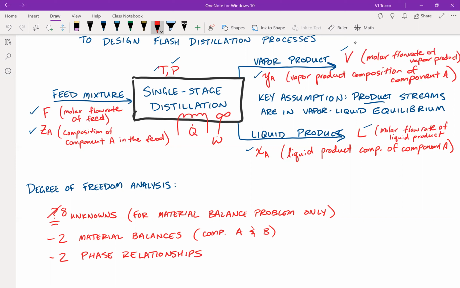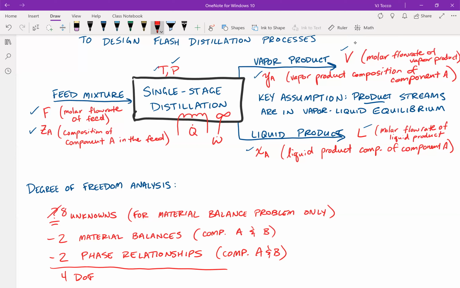And the 2 phase relationships are again for components A and B. All right, and that is all the equations that I have, unless I have some additional process specifications. But absent any problem statement, this would be all that I would know. So there's 4 degrees of freedom here.